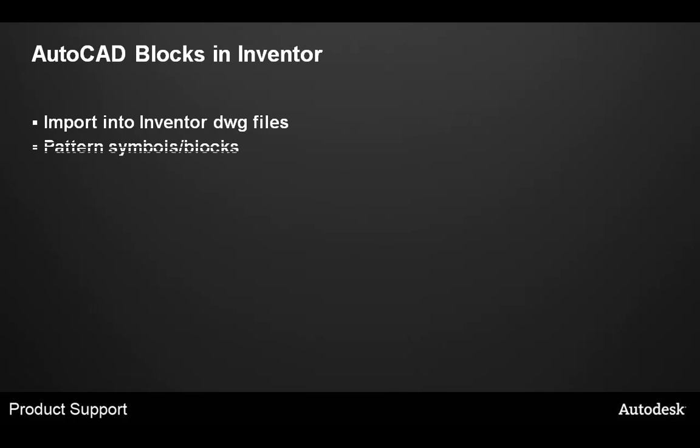One of the nice things in this release is the addition of AutoCAD blocks inside Inventor, so you can now directly import into Inventor any AutoCAD DWG block. You can pattern those blocks, and you can also pattern symbols. You can dynamically rotate, scale, and move those entities as well.